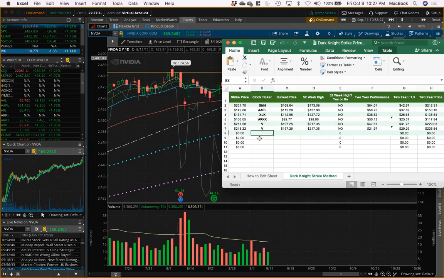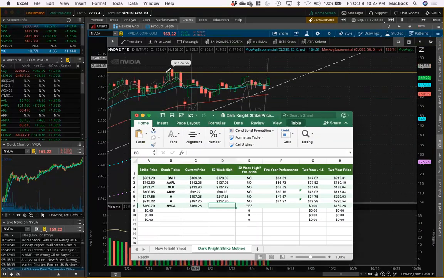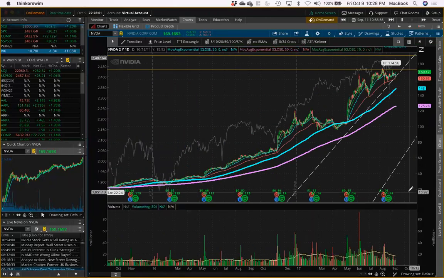I'm going to throw in NVDA. And the current price is 169.25. And the high that we have of this 12-month period here is 174.56. So it's not at the high. The 2 year performance is $147.05. We got that from looking at everything from the start of this period to the right now price.